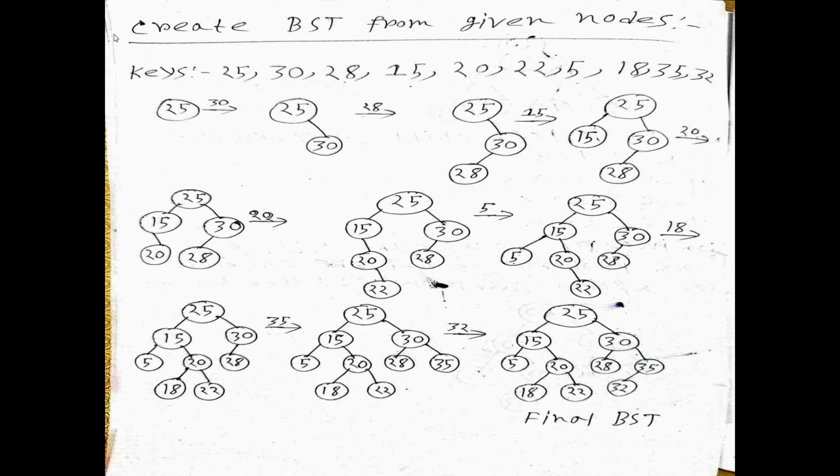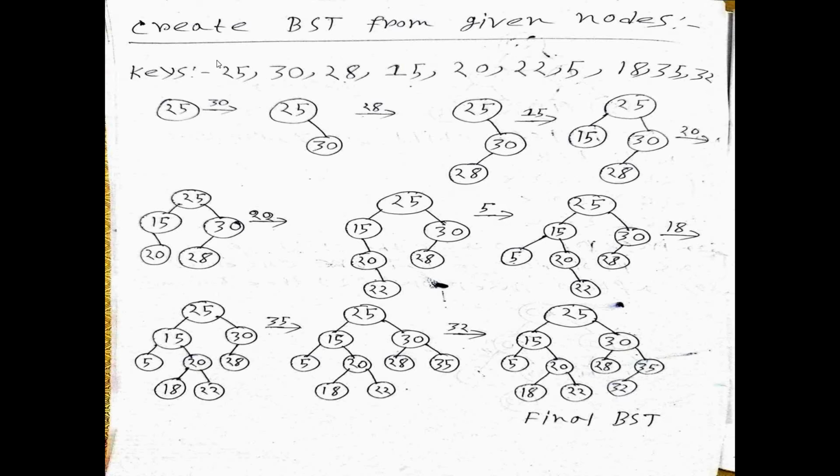Now, some keys are already given here. These are the keys, okay? With the help of these keys, we are generating our binary search tree, BST. How can you generate it? Now we will observe it. What is the procedure to generate the binary search tree using these keys? Let's see.